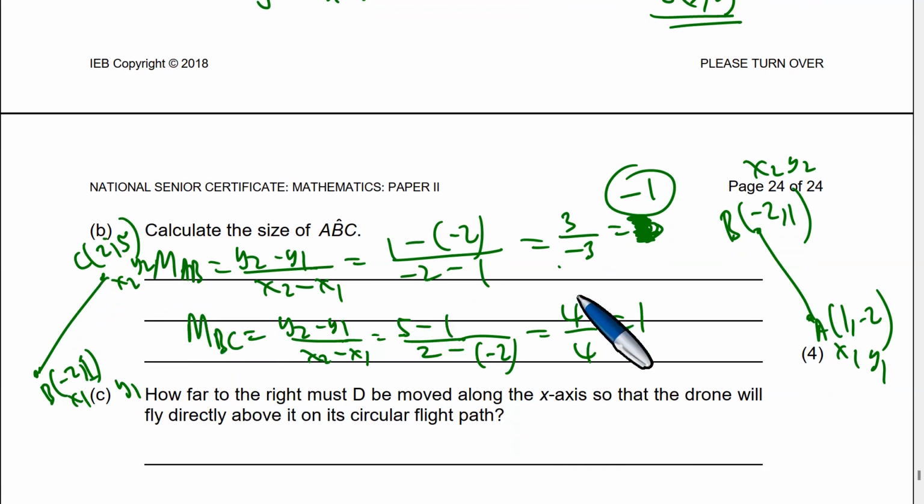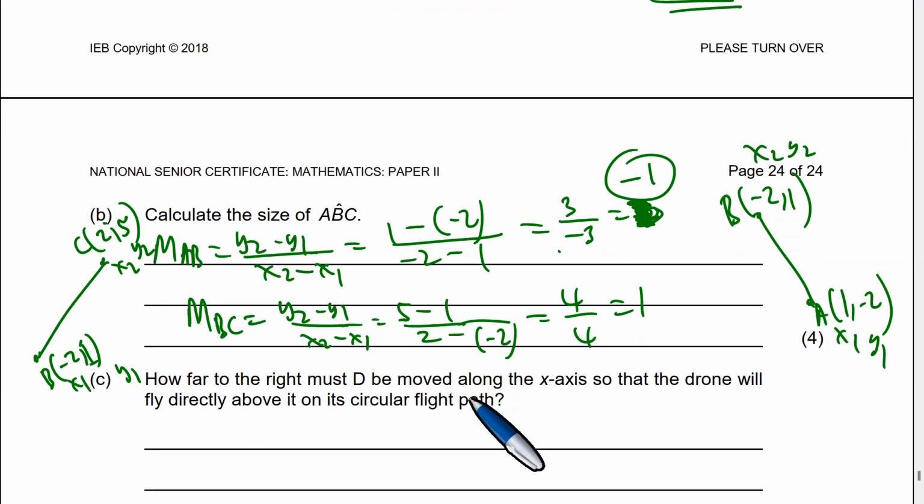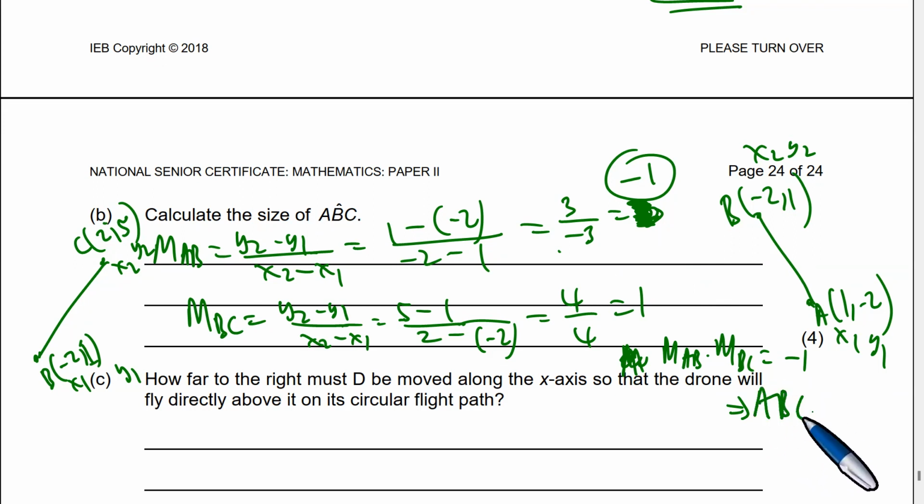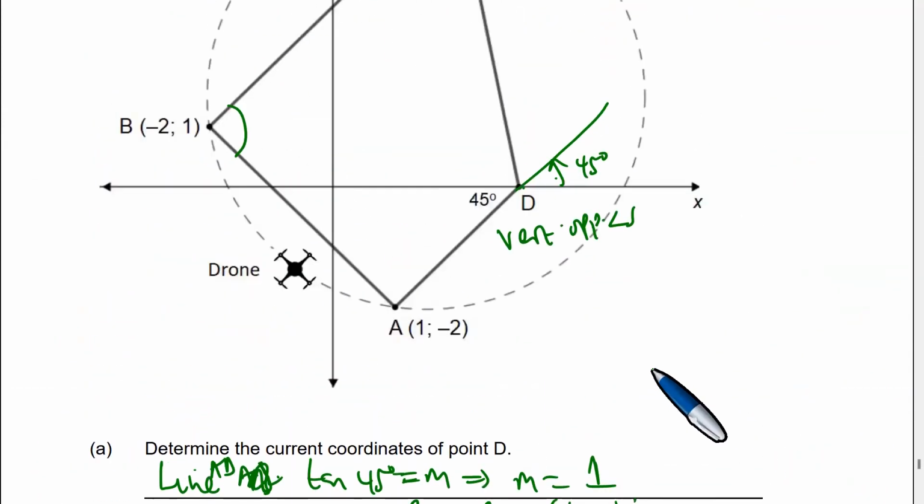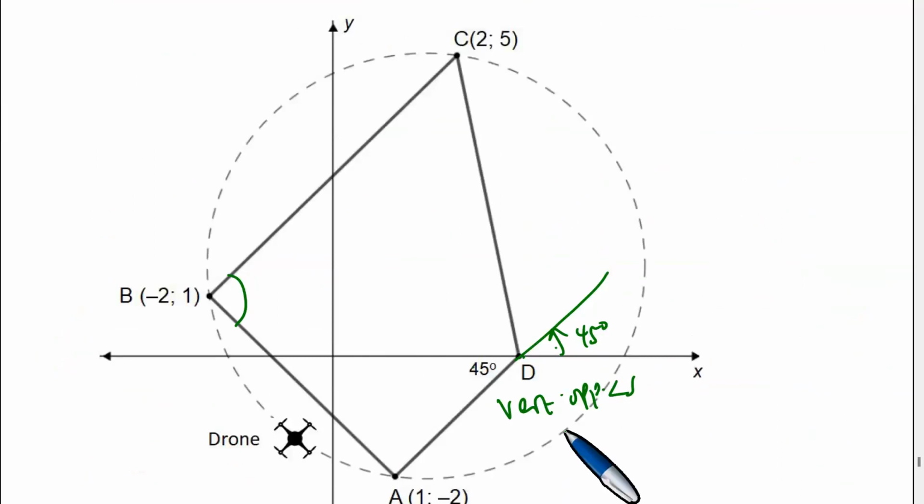The gradient of AB is minus 1, and that of BC is 1. We can see that the product of the gradients is minus 1, and this means that the angle ABC is 90 degrees.